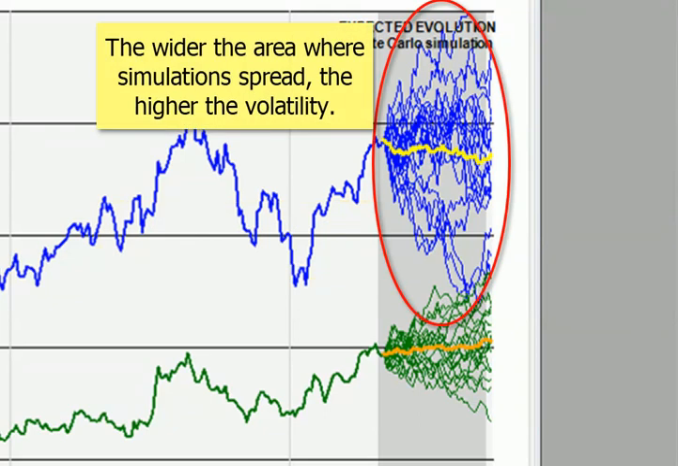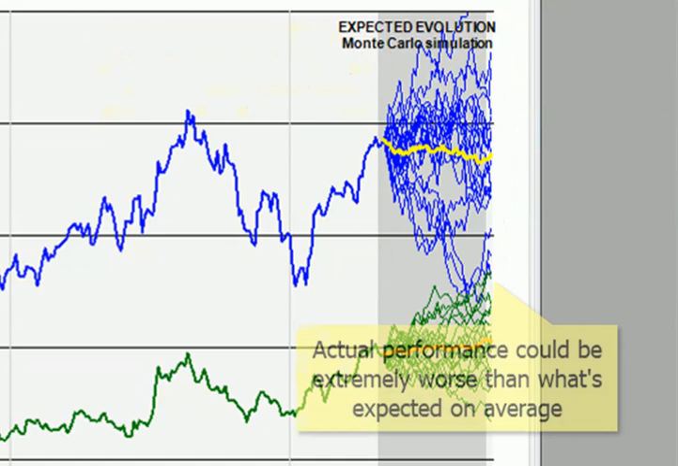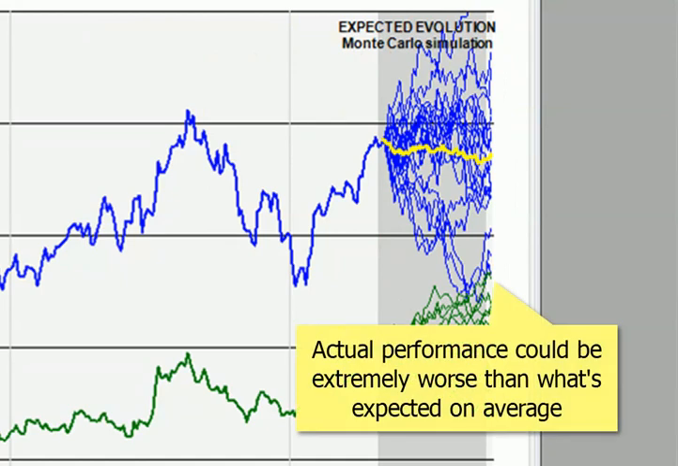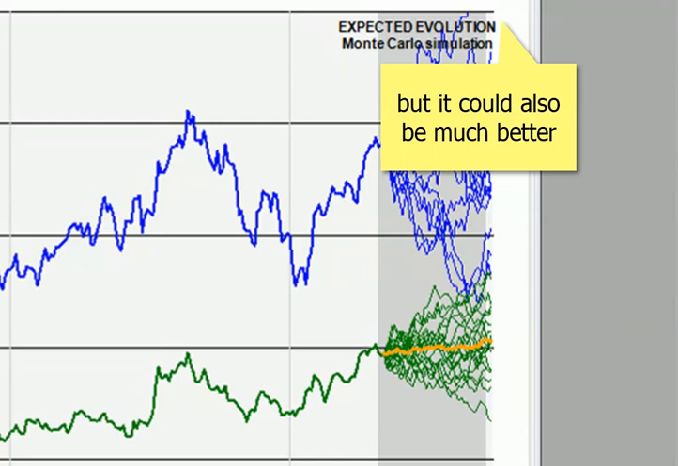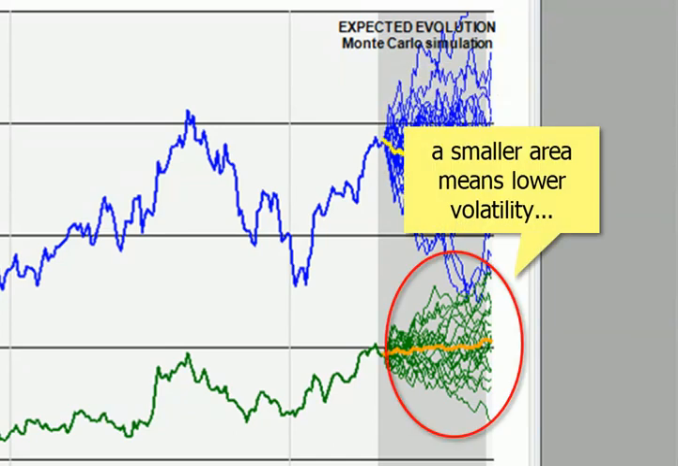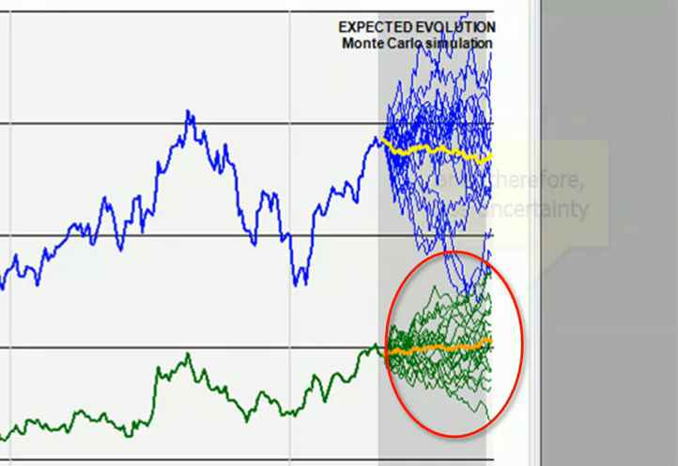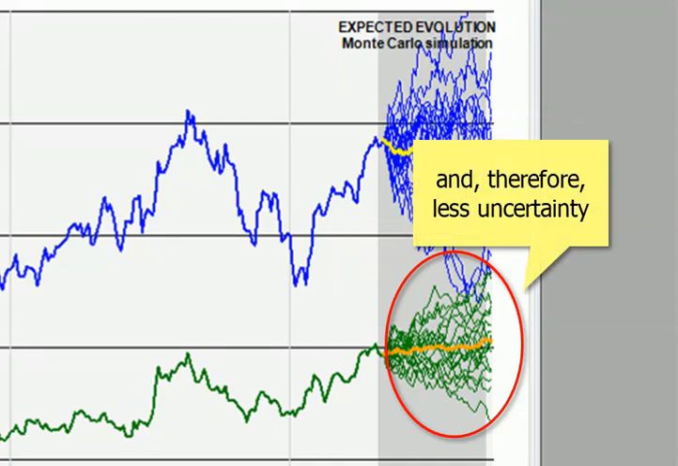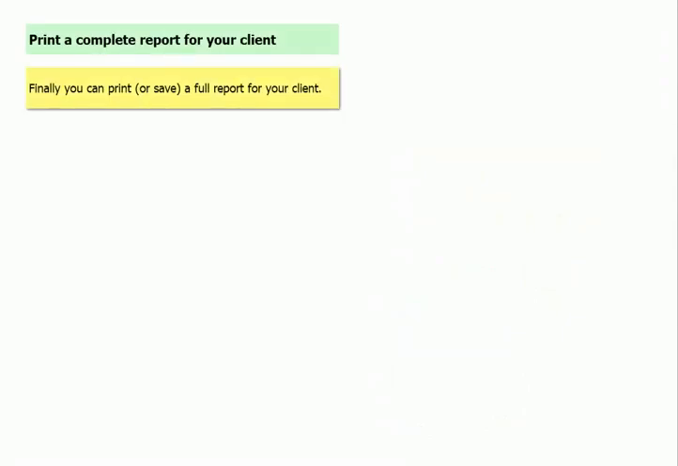The wider the area where simulation spread, the higher the volatility. Actual performance could be extremely worse than what's expected on average. But it could also be much better. Smaller area means lower volatility, and therefore less uncertainty. Finally, you can print or save a full report for your client.